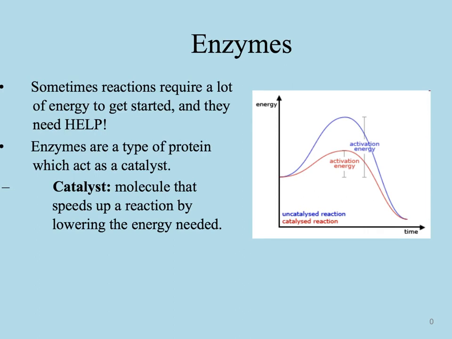So you notice over here on the right, in the diagram, this blue line is a chemical reaction that would take place, and notice that it requires this much activation energy. As soon as you add an enzyme, notice that the activation energy is much lower. So enzymes are a biological catalyst that speed up a chemical reaction because they lower the activation energy.